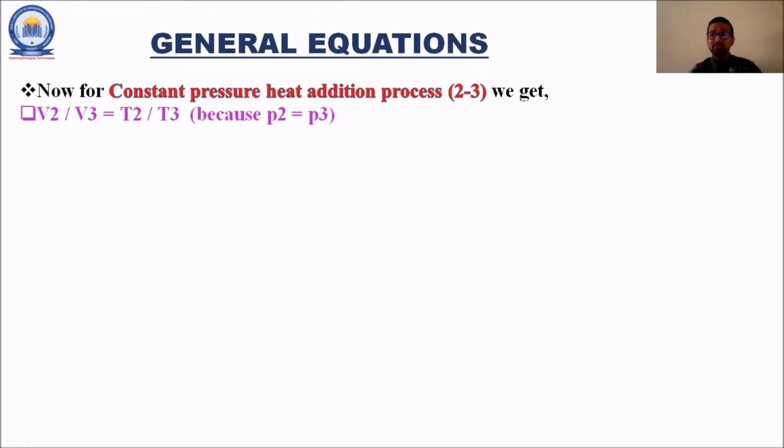I can write down Charles law because the pressure remains constant. On the basis of Charles law, we have written this equation: V2 by V3 is equal to T2 by T3, because the pressure remains constant, that is P2 is equal to P3.